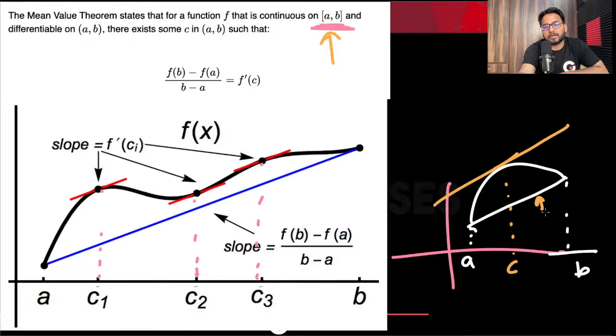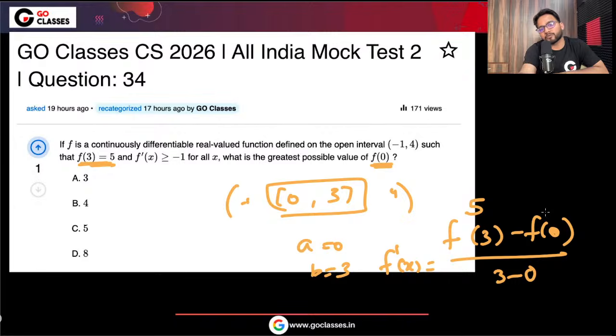Nice question, right? It was a good question. I'm not saying it was very good, but good in the sense that it was nice to solve. It was a moderate question, not too hard, not too easy. But yes, it is good to know about these questions, because GATE also asks these questions, right?